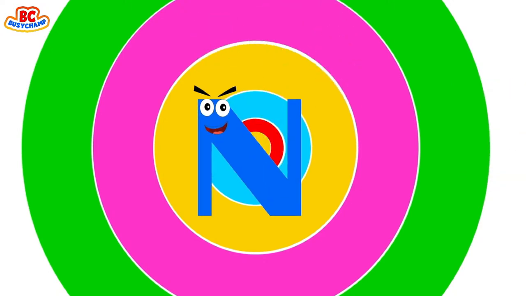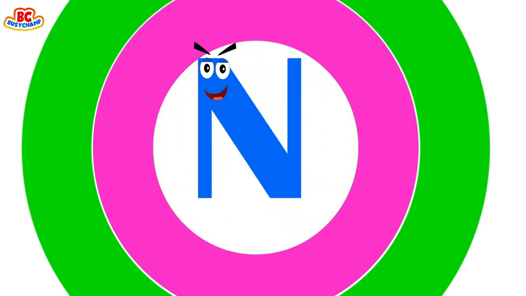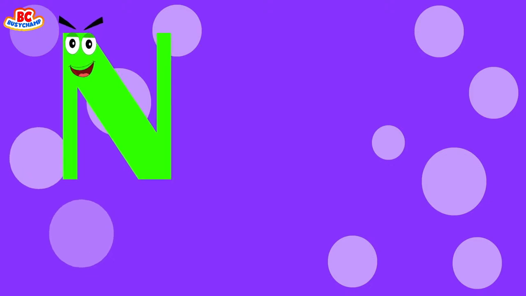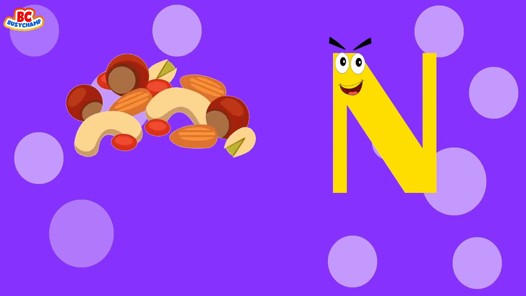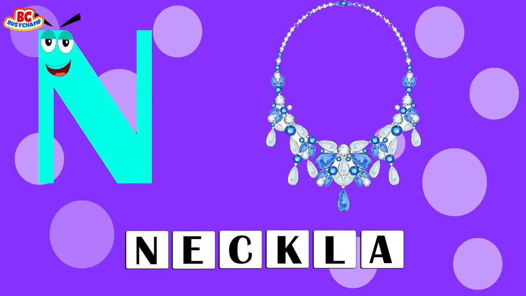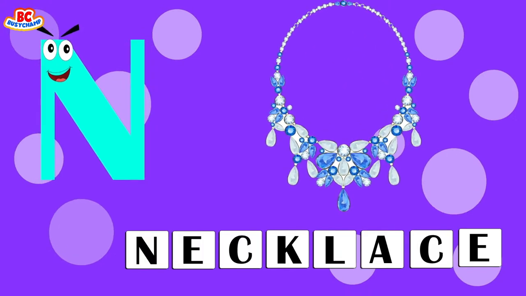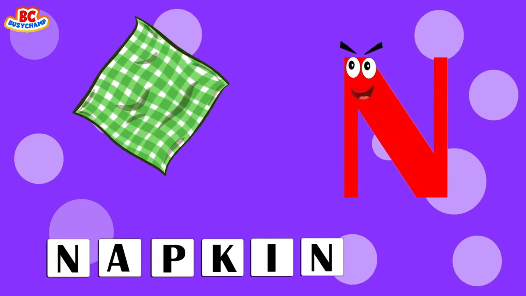Here comes the letter N. N is for nose, na, na, nose. N is for nut, na, na, nut. N is for necklace, na, na, necklace. N is for napkin, na, na, napkin.